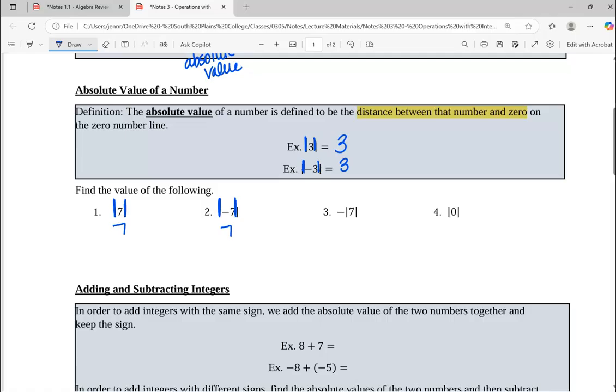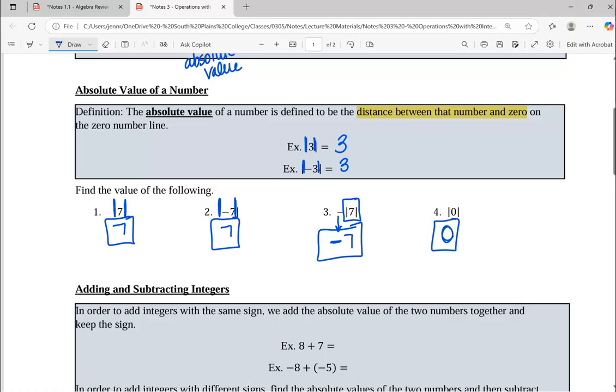With that being said, if I'm looking at number 3, notice how this negative is in front or outside of the absolute value sign. So I need to leave it in front. Then I can say that the absolute value of 7 is 7, giving me a final answer of -7. And last but not least, the absolute value of 0 is 0.